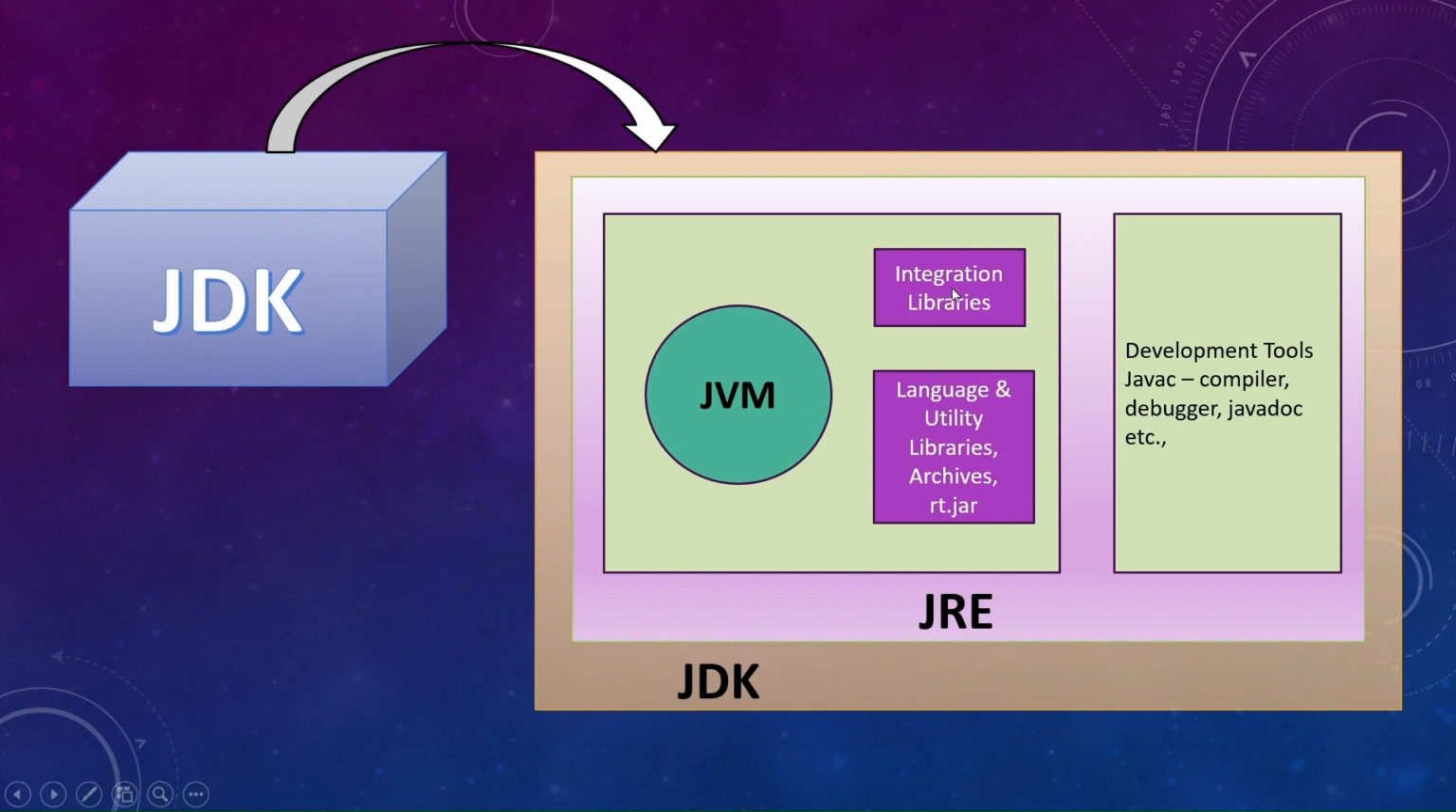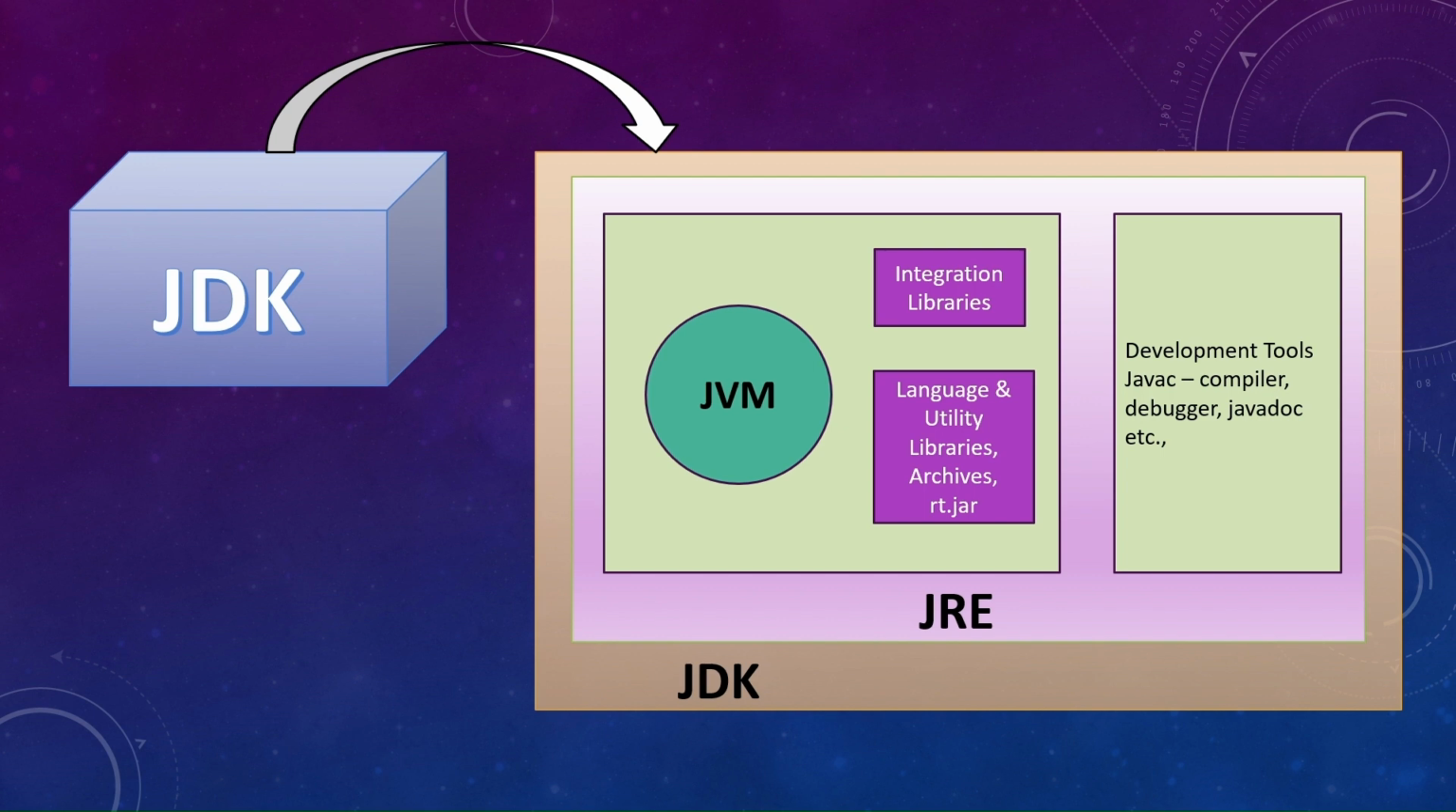It contains integration libraries and language and utility libraries. Integration libraries are for your Java program: if you want to connect to a database, you will use JDBC and all that stuff. This is an integration library through which you connect to different services from your program. Similarly, it contains language and utility libraries also. If you want to execute a Java program, you can install only JRE, if you don't need JDK, because you are not developing or compiling the source code. You are just executing the program.